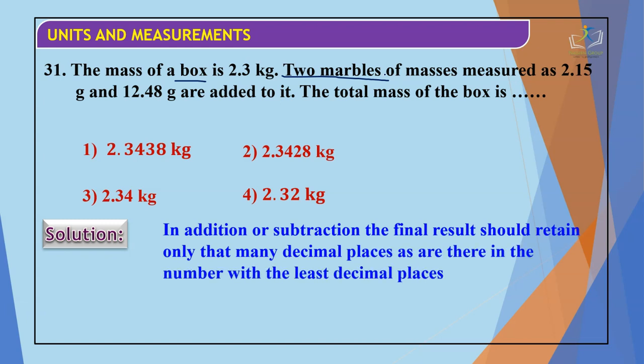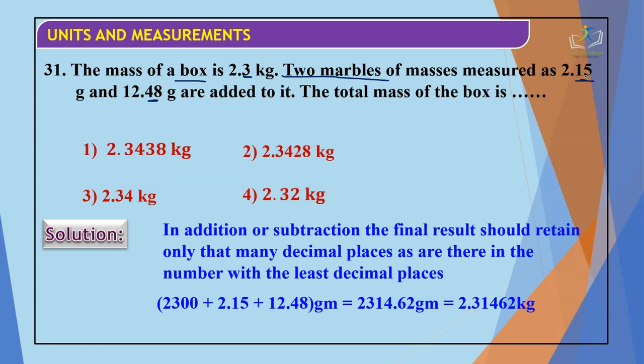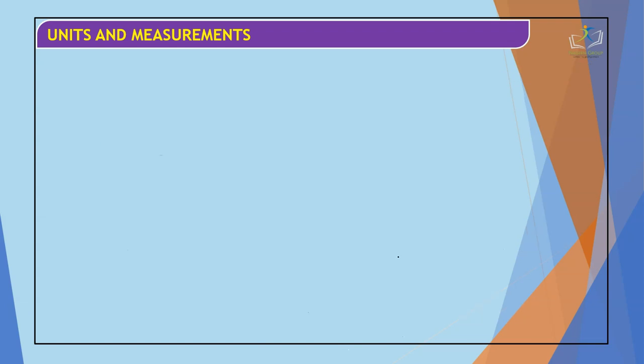So in addition or subtraction, the final result should retain only that many decimal places as the number with the least decimal places. As you can see, there will be 1, and there will be 2, and there will be 2. So what we are going to do is just add these things and write the result up to 2 digits only. Then we can convert it into the kg system simply. So according to that, we have the answer 2.32. At the last, as you can see, we have only 2 digits according to the significant figure rule.